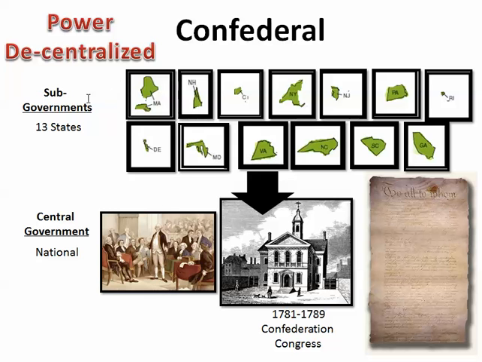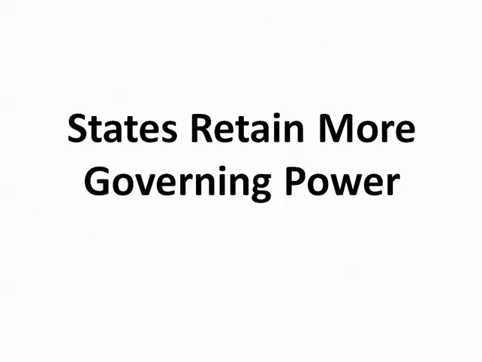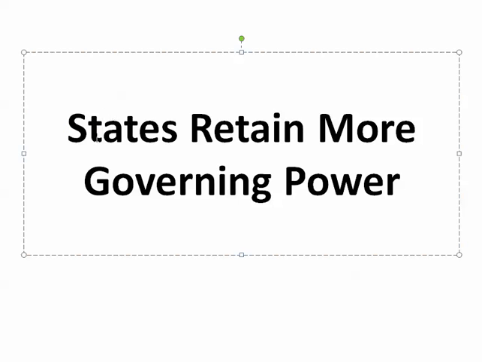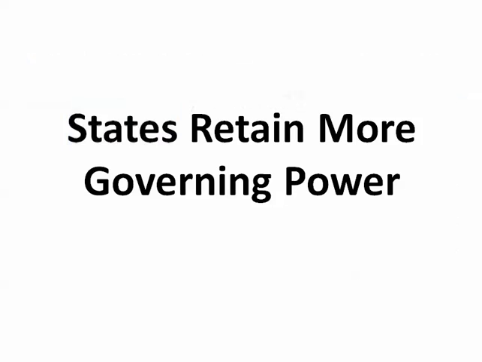So our power is decentralized here with sub-governments. Under a confederation, or Articles of Confederation, our confederal government, states are going to retain more governing power, and in the states, that's where their locus of sovereignty is going to be.